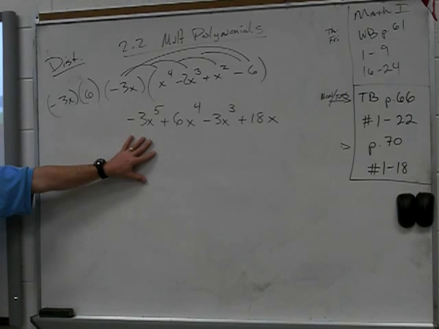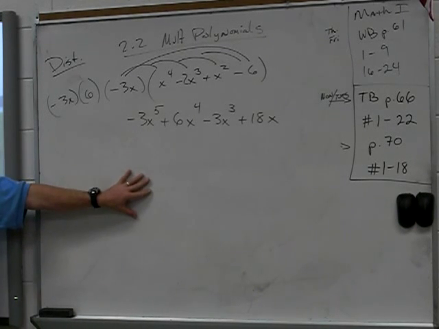What's the degree here? 5. What's the leading coefficient? Negative 3. Is it a monomial, binomial, trinomial, polynomial? Polynomial is the only thing that you can call it.